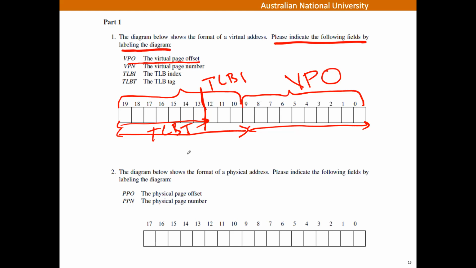How many bits do I need? So once the translation is done, imagine we have a physical address now. How many bits do I need for the physical page offset?